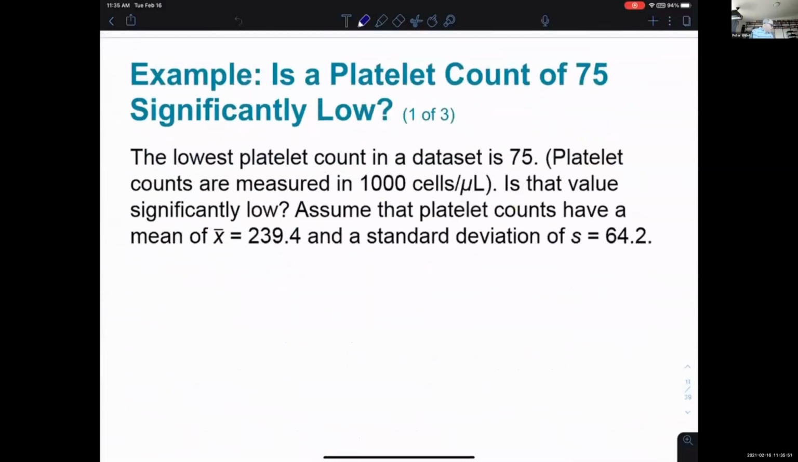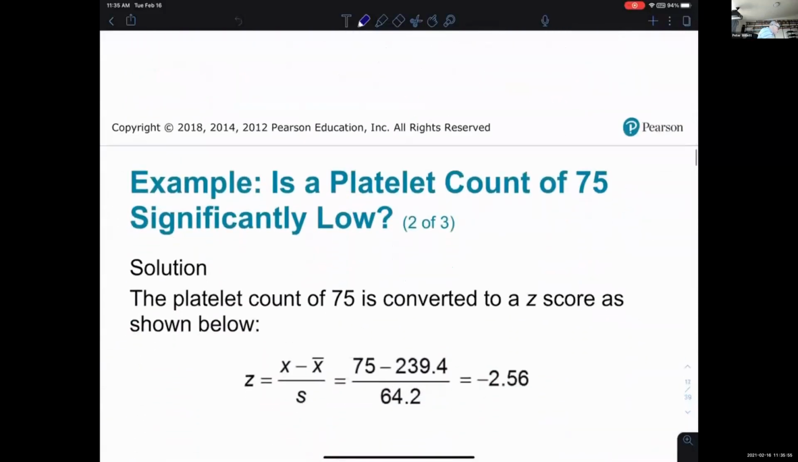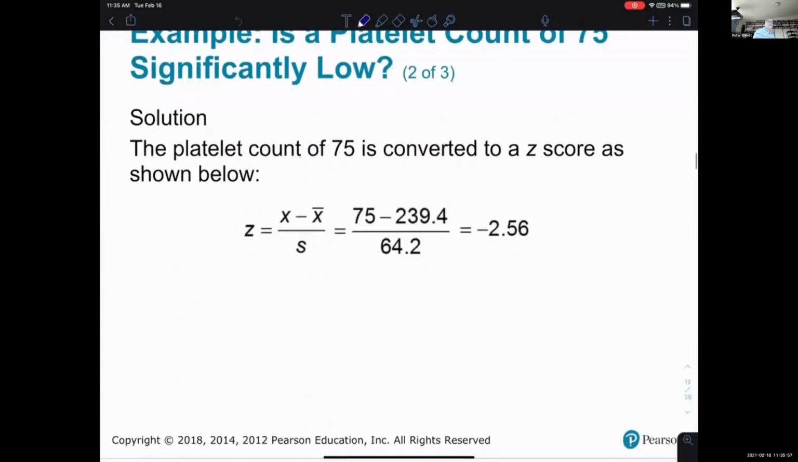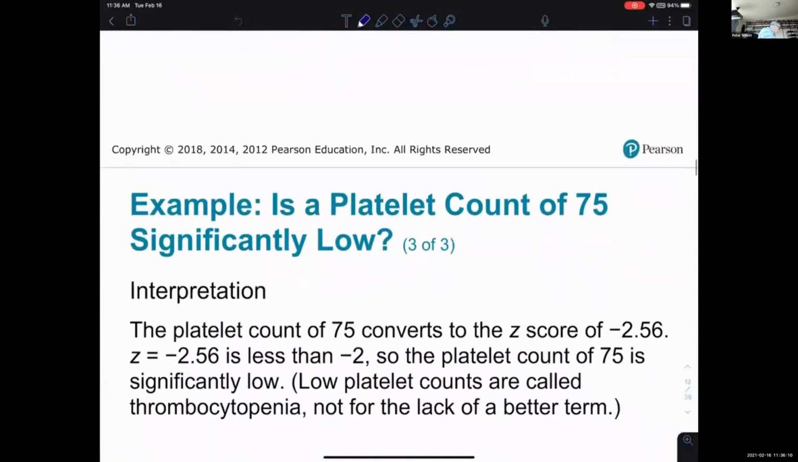So they're going to do another example, and I'm going to go ahead and let you guys check this out. It basically does the same thing where they calculate the z-score. They got -2.56, so that means it's about 2.5 standard deviations below the mean. That's going to be significantly low because it's below -2, and they draw that conclusion.